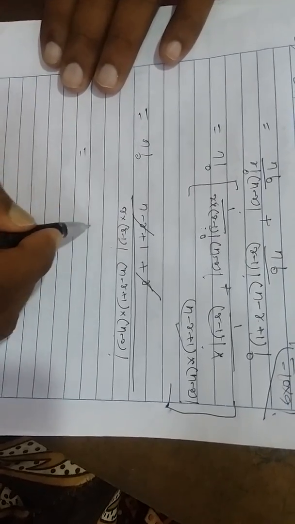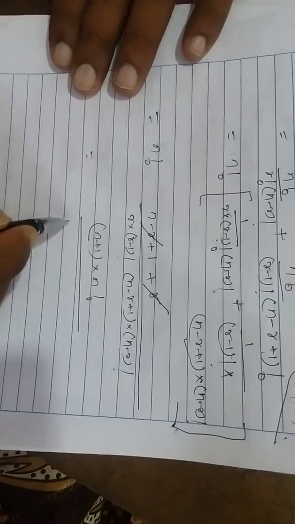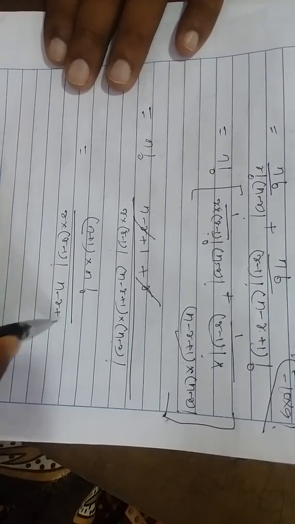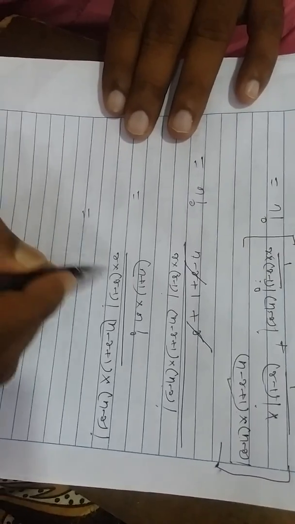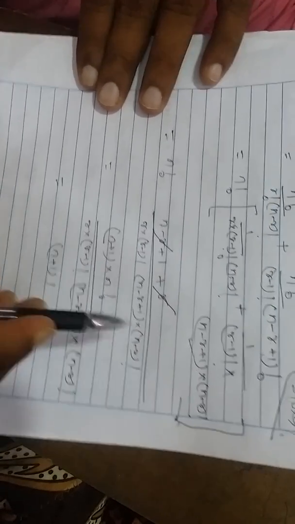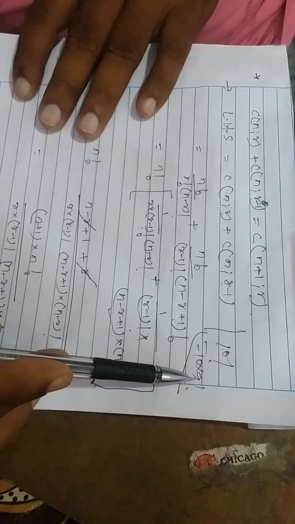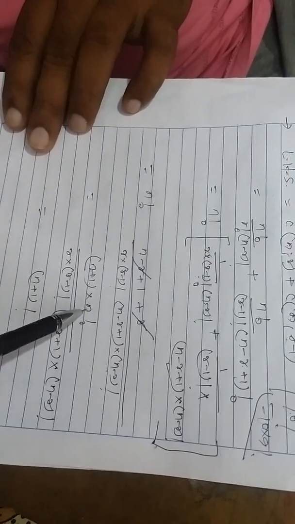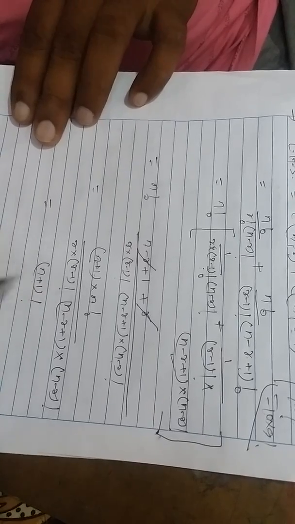Now you are left with n plus 1, and this n factorial afterwards, divided by r into r minus 1 factorial as it is, and n minus r plus 1 into n minus r factorial as it is. Can you write n plus 1 into n factorial as n plus 1 factorial? Of course, because if 10 factorial can be written as 10 into 9 factorial, then 10 into 9 factorial can also be written as 10 factorial. That is why this can be written as n plus 1 factorial.